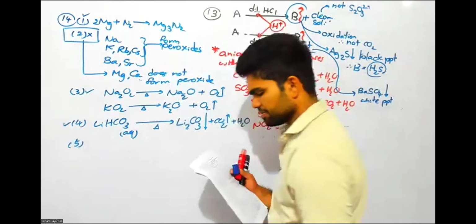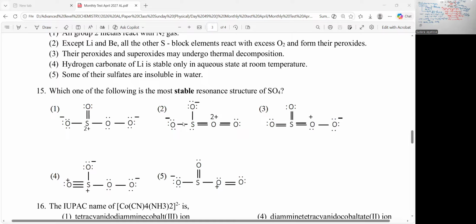Which one of the following is the most stable resonance structure of SO4? Now, the most stable resonance structure. If you check the structures, I'll tell you simply. In the second one, it is having a 2+ charge for oxygen. So bearing a positive charge on oxygen is making it less stable. I mean, it is making it unstable. So second answer, then third answer, then if you go to the fourth answer, fifth answer, they all contain a positive charge on oxygen.